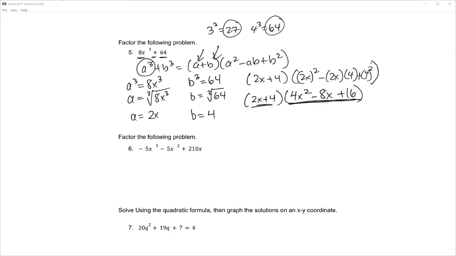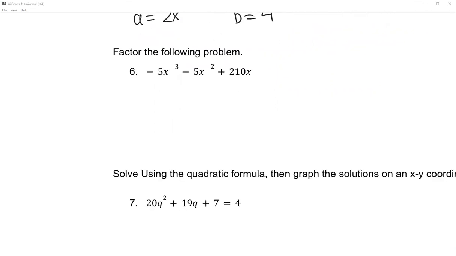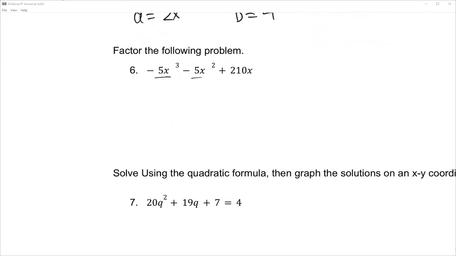All right, number 6. Number 6 is here. Notice that there's 3 terms. Automatically, a lot of people do the X method, but what you need to do is the GCF first. So you take out the greatest common factor, and the greatest common factor is -5. Try to make sure, if you can, that the leading coefficient is positive because it makes your life a lot easier. So if I take out -5, what's left inside?